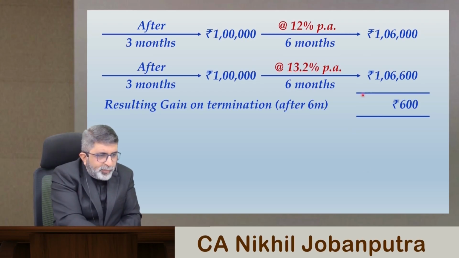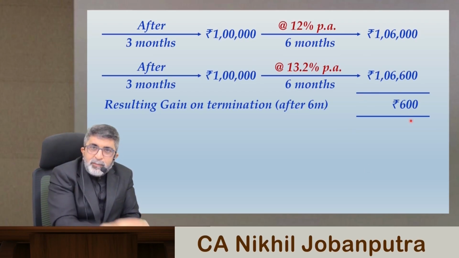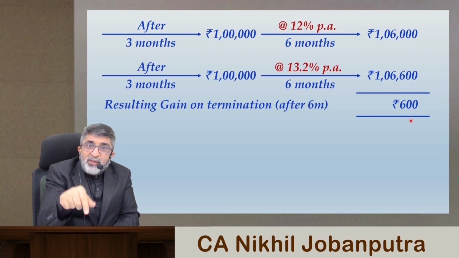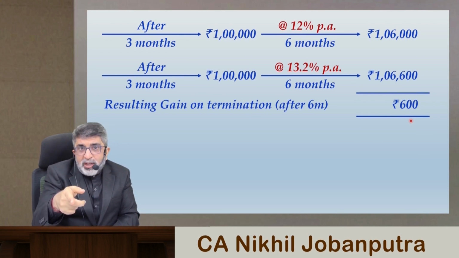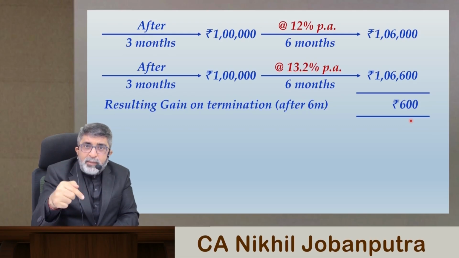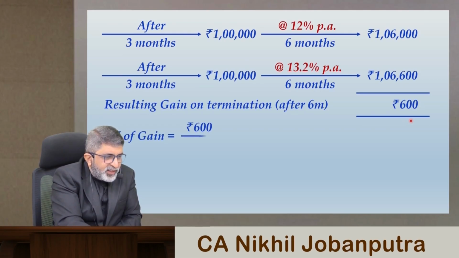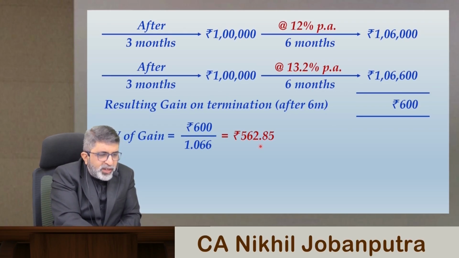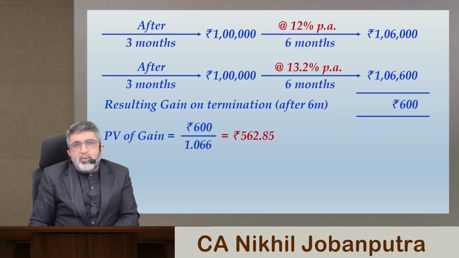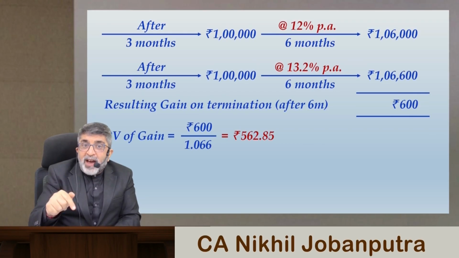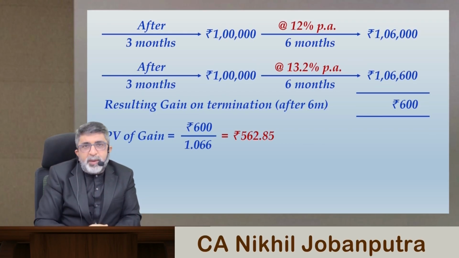So if I want to find the present value of this 600, I'll take that 600, divide by 1 plus the periodic rate. Periodic rate is 6.6%. So 600 divided by 1.066. Look at this. 600 divided by 1.066. It will give me rupees 562.85. This is the amount that the FRA buyer will recover from the counterparty.